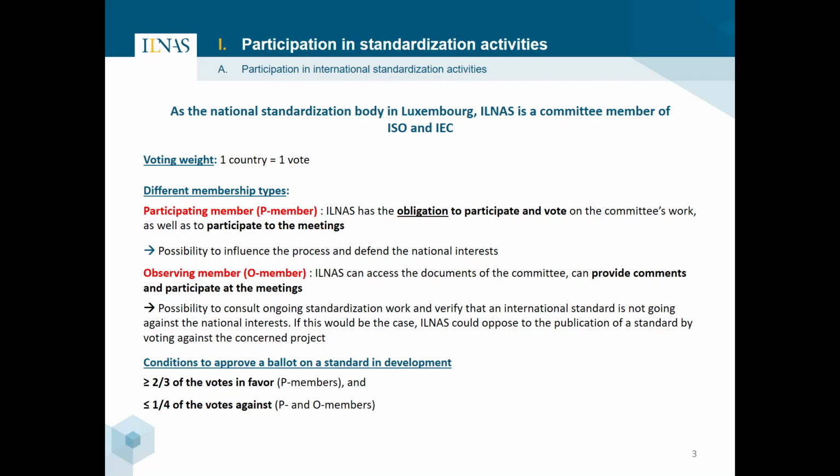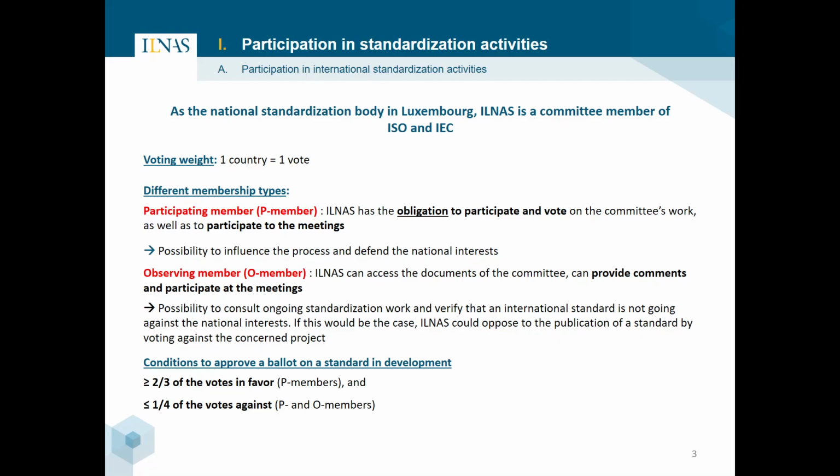As an O member, on the other hand, ILNAS can access the documents of the committee, but only provide comments and participate in the meetings. So it may not vote in favor of any decisions. So while the participation as an O member does not allow us to really influence the process, it does give us the possibility to consult ongoing standardization work and verify that an international standard is not going against the Luxembourgish interests. If this would be the case, ILNAS could always oppose the publication of a standard by voting against the concerned project.